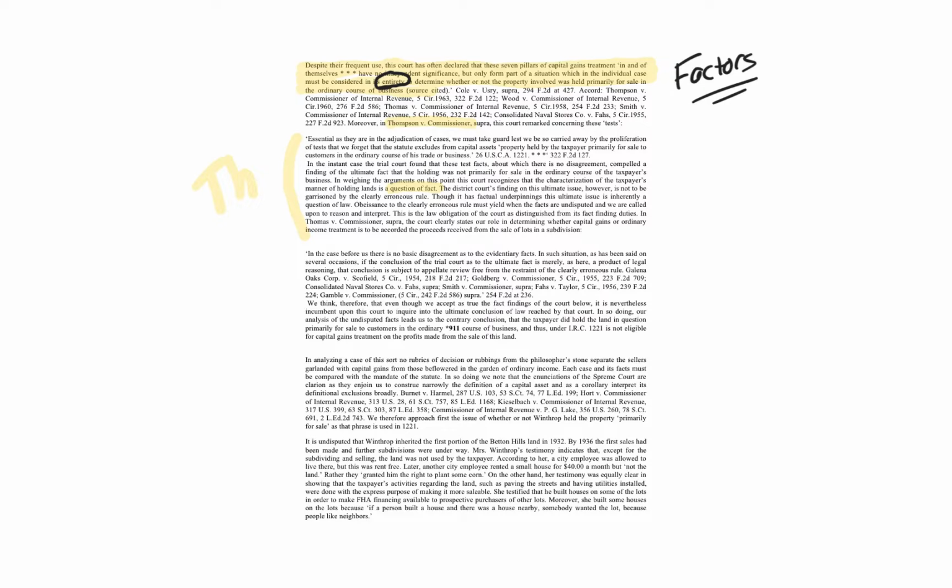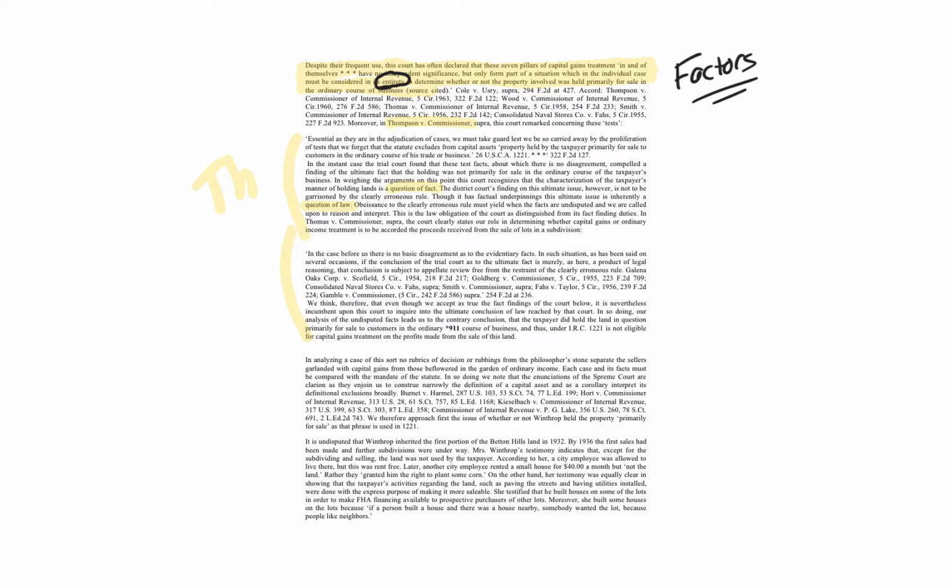The district court's finding on this ultimate issue, however, is not to be garrisoned by the clearly erroneous rule, which, that's a standard of review. You talk about clearly erroneous versus other levels of review. Though it has factual underpinnings, this ultimate issue is inherently a question of law. So even though we're dealing with questions of fact with the factors test, it comes down to the question of law, whether it's considered primarily for sale to customers in the ordinary course of business. So that's what the Thompson reference is for, and the Thompson reference continues on here.